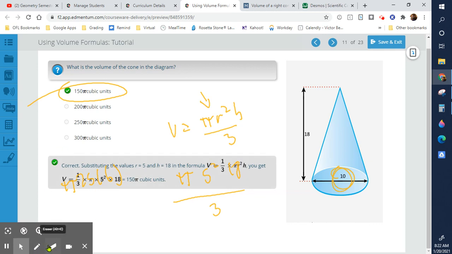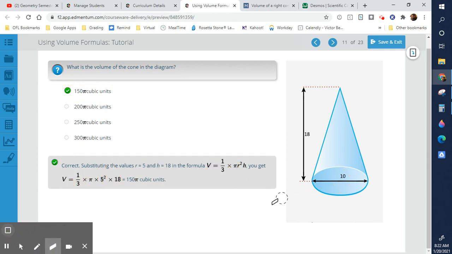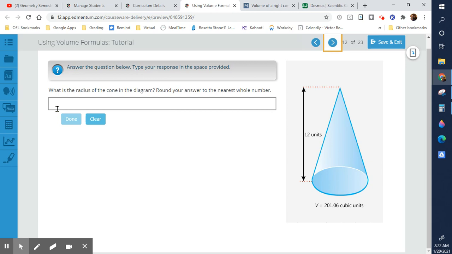All right. So let me erase all this and we'll get to the next slide. Oops, need to go back to mouse mode. All right, so what is the radius of the cone in the diagram? Round your answer to the nearest whole number.